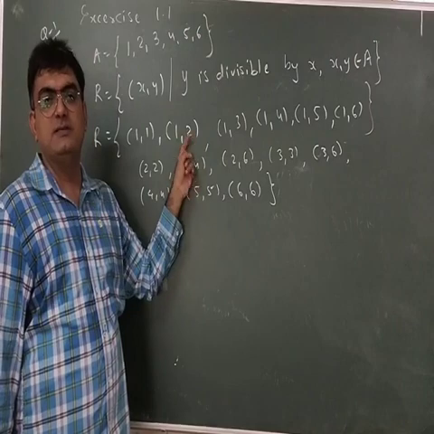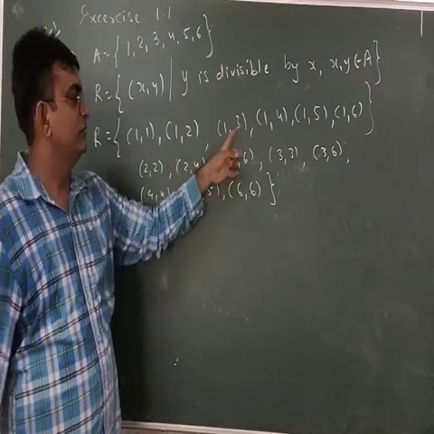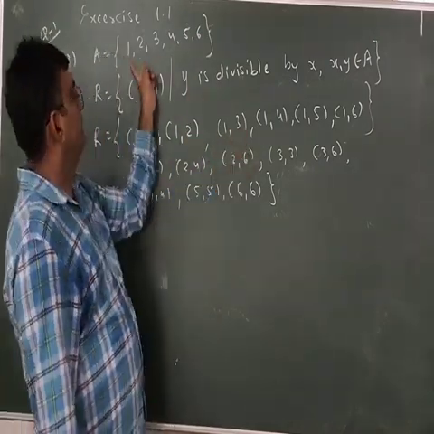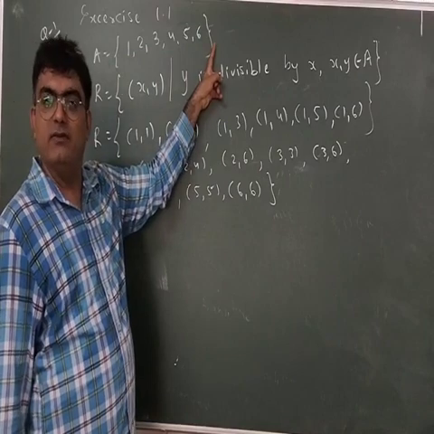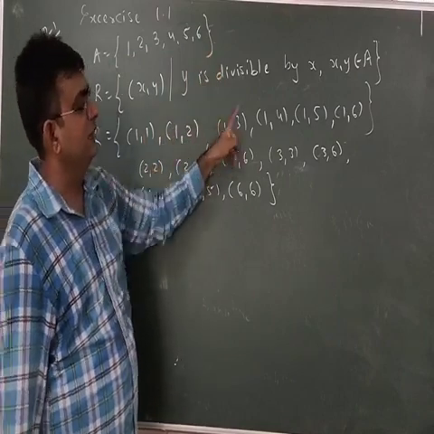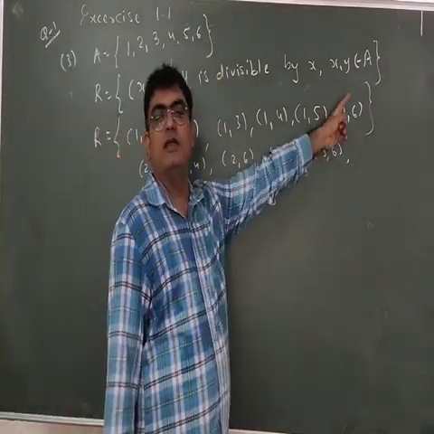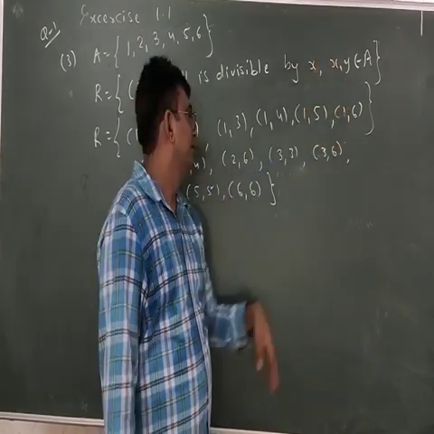Also 2 is divisible by 1, so (1, 2) belongs to R. 3 is divisible by 1. All the 6 elements will be divisible by 1. So (1, 2), (1, 3), (1, 4), (1, 5) and (1, 6) belong to R.